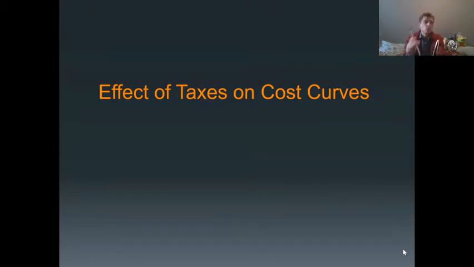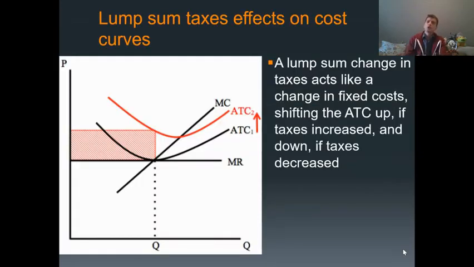We have one more part about firm costs that we need to focus on when we're still talking about the short run, and that is the effect of taxes on cost curves. Now, this isn't going to play a huge role in this unit, but since we're already talking about cost curves, I want you to start thinking about it before it plays a larger role later on in econ. So there's two types of taxes that you have to think about: lump sum and per unit.